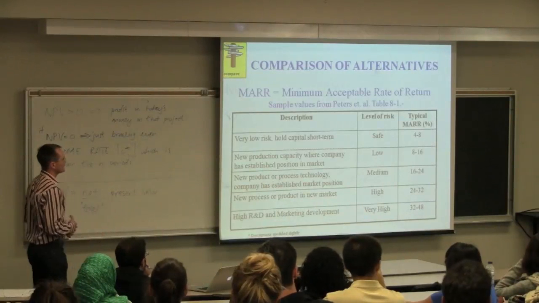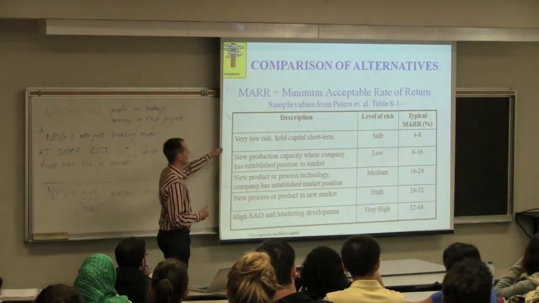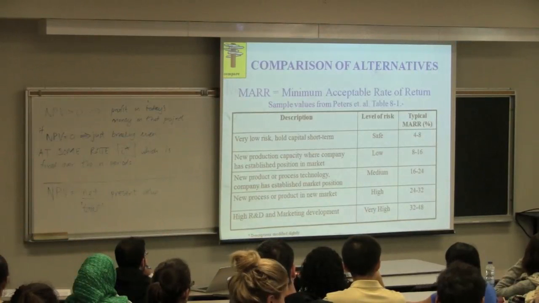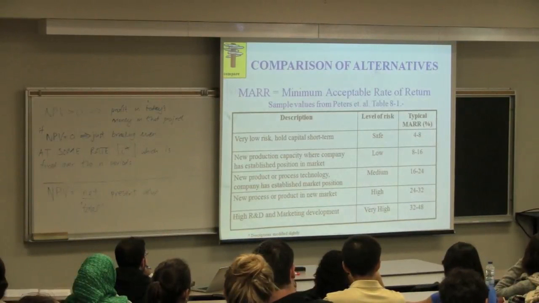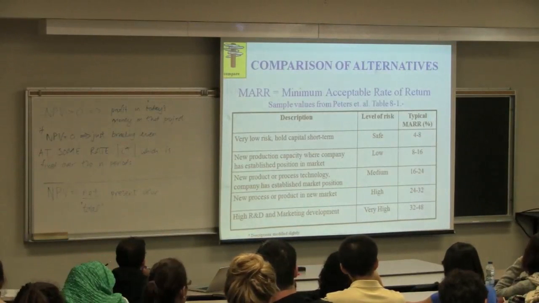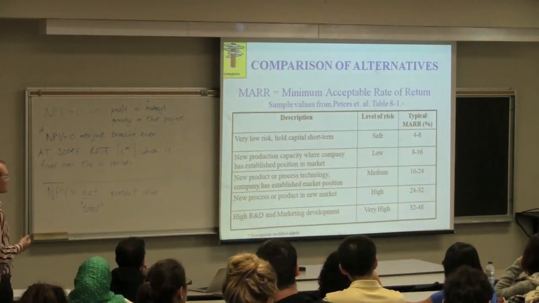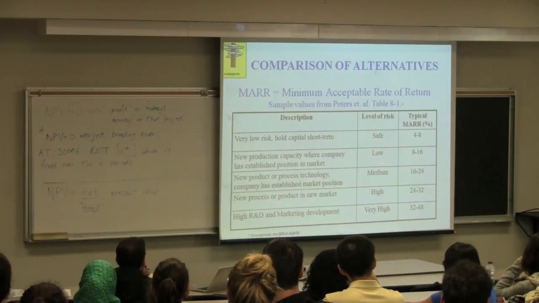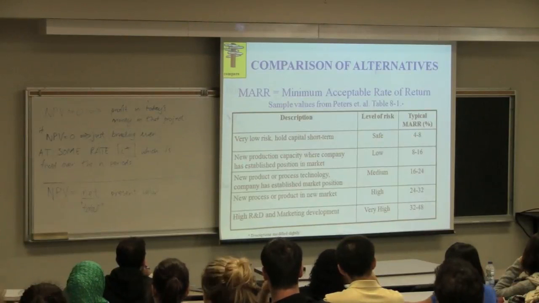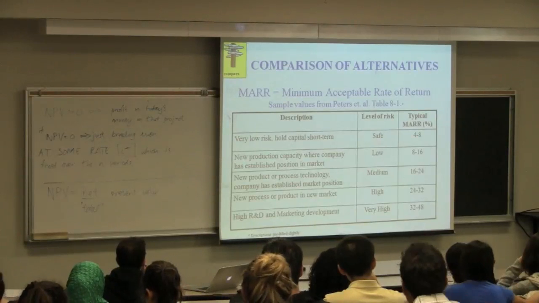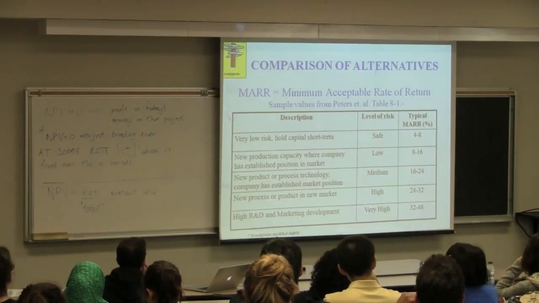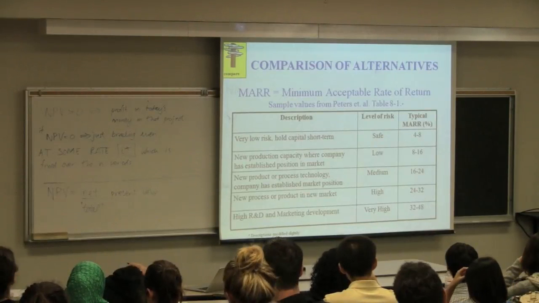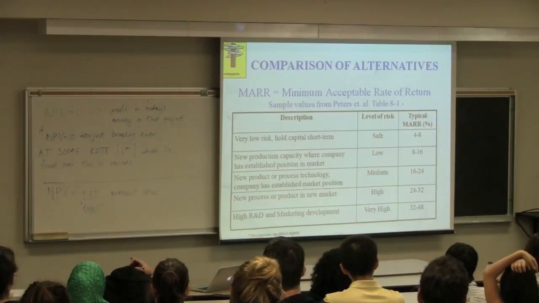This is from Peters and Timmerhaus, and it's about 15 to 20 years out of date. You want to probably update this based on the company that you work at. But low risk, low return, 4 to 8%. If you've got an established position in the market, 8 to 16% seems to be the norm here. And then as you get to higher and higher research and development or totally new products entering the market, numbers in the high 20s, low 30s, and maybe even up to 40% would be considered a minimal acceptable return.